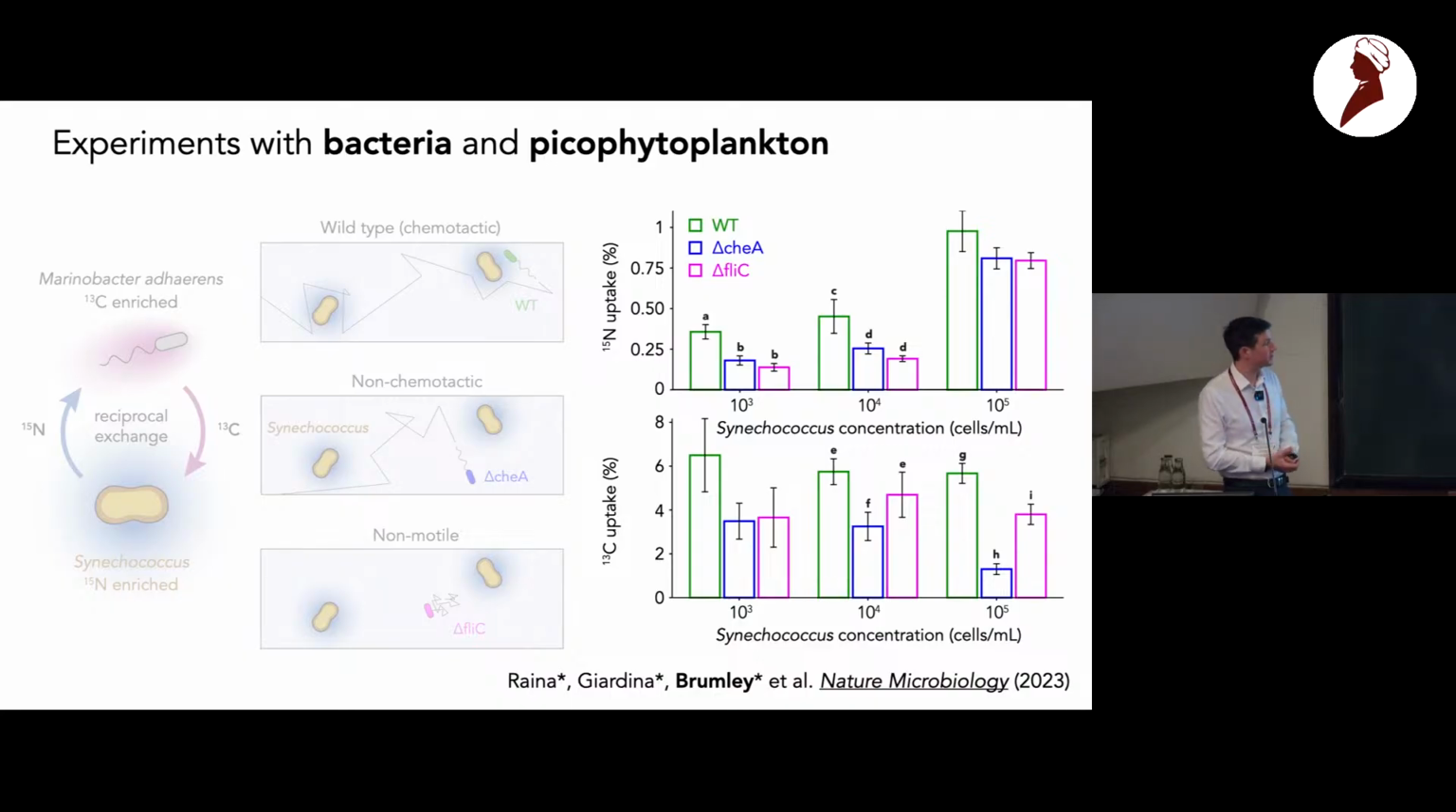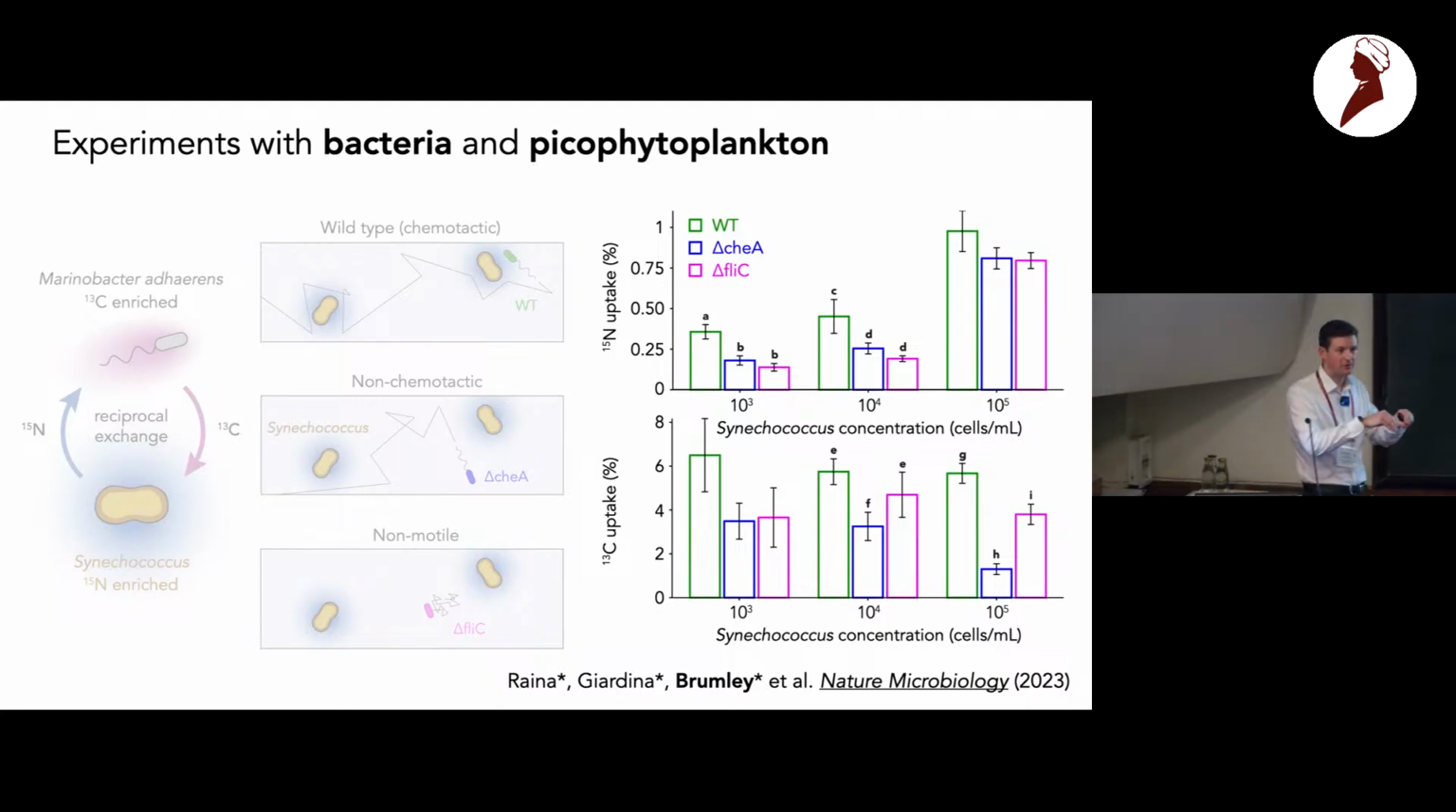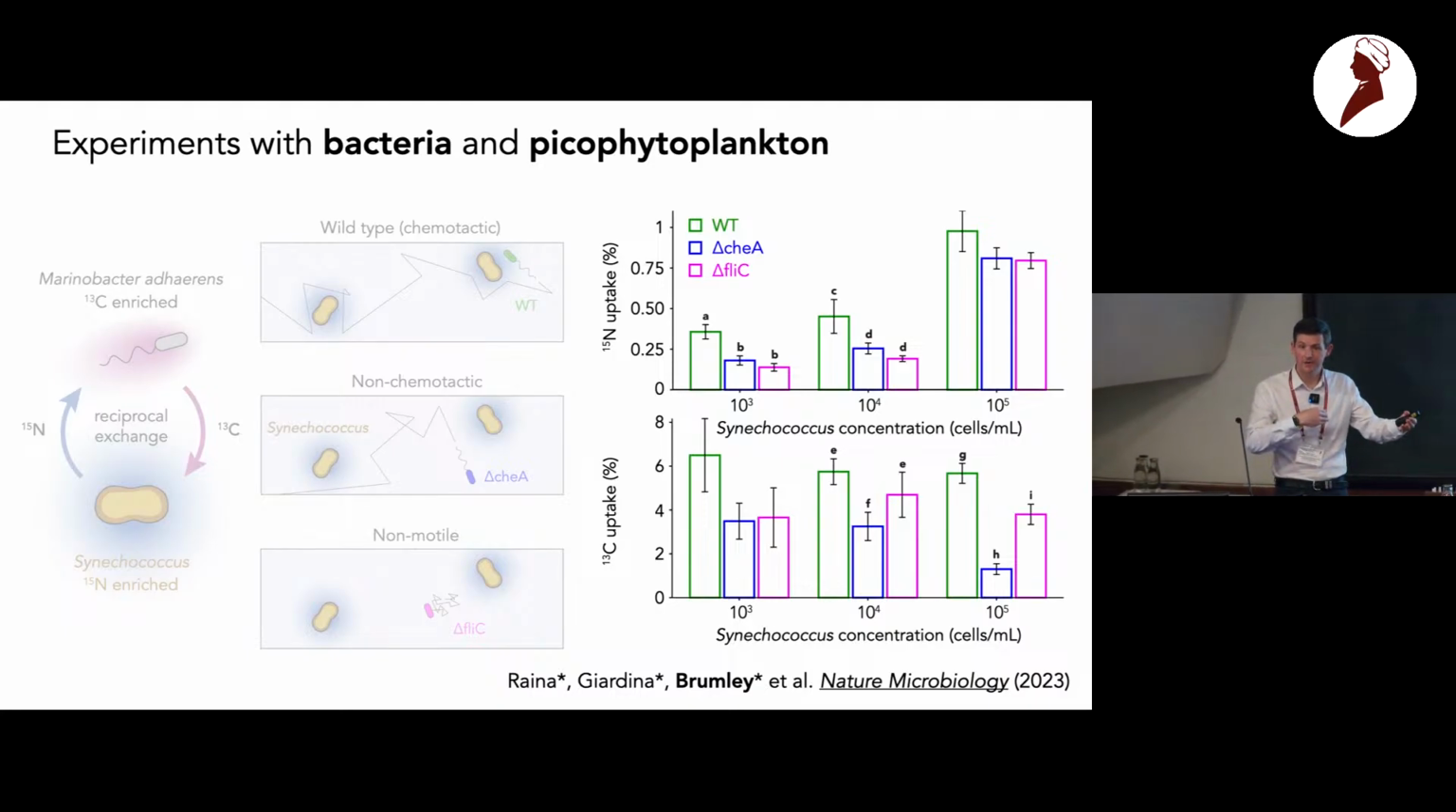We then also discovered that there was a reciprocal nutrient exchange, and that in finding these blobs of food, the bacteria were also providing nutrients to the Synechococcus cells. So this is a two-way exchange of nutrients mediated by these highly ephemeral encounters between cells.